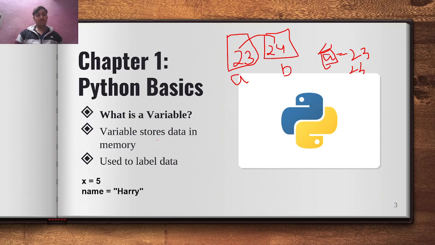Okay, so a variable stores data in memory. As I told you, this is a memory. For example, x equals 5, name equals Harry. If I print name, then Harry will print.